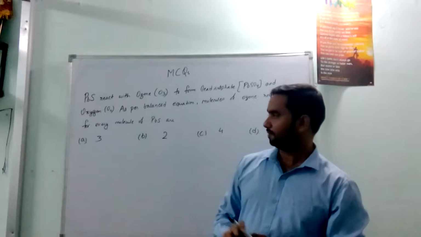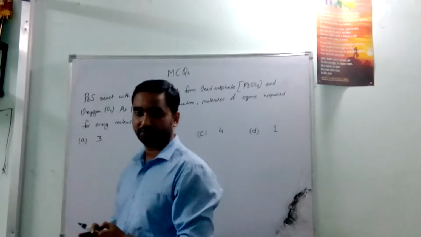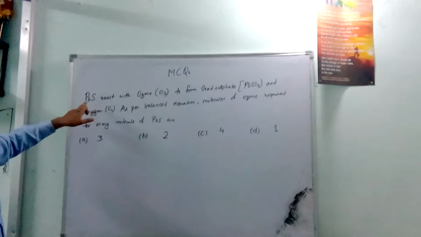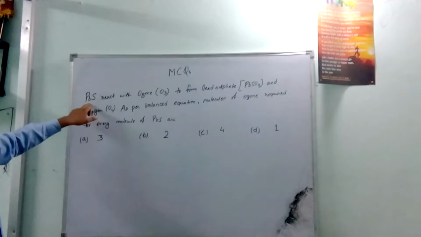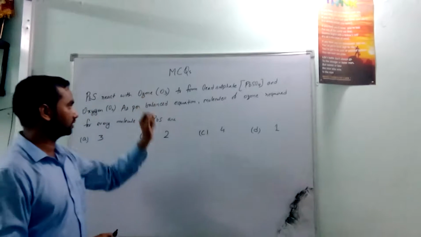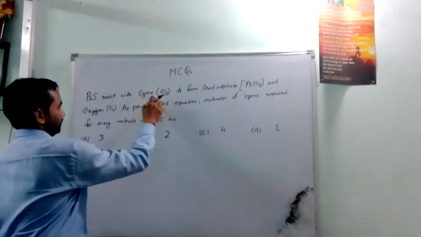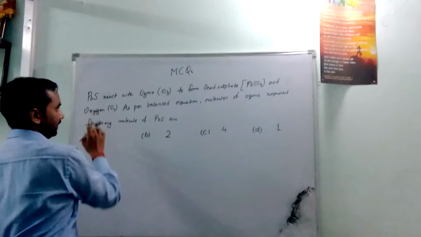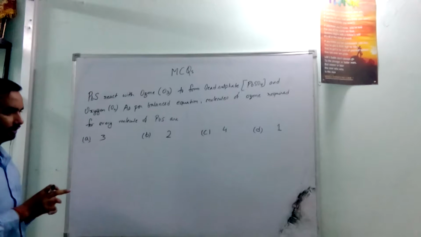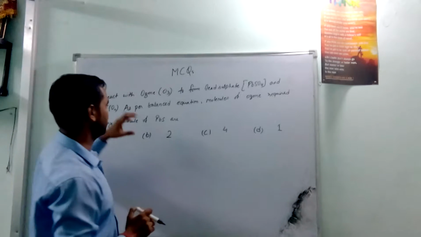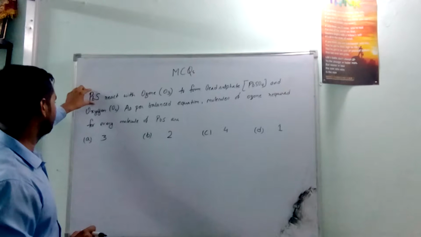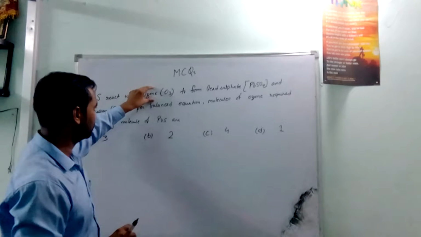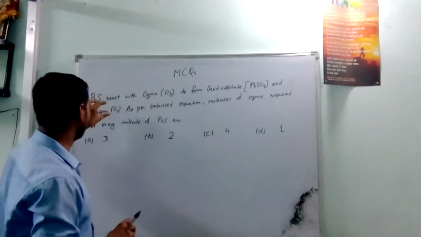Myself Hitesh Pathak. Moving to our next multiple choice question from chemical reactions and equations. The question is: lead sulfide, PbS, reacts with ozone, O3, to form lead sulfate and oxygen. Here this is the reaction given in formula: lead sulfide reacts with ozone to form lead sulfate and oxygen.